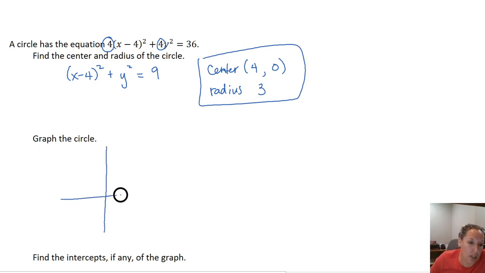And if we graph that, the point 4, 0 is on the x-axis. We're going to have a radius of 3. That means we're going to go up 3, down 3, left 3, and right 3. So our circle is going to go through the points 1, 0, 7, 0, 4, 3, and 4, negative 3.